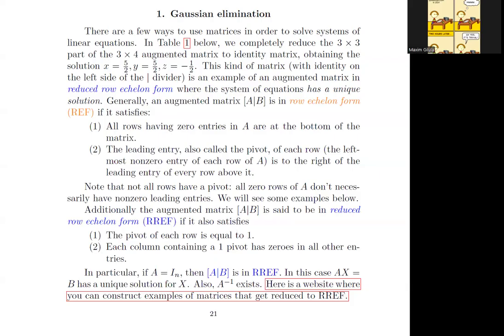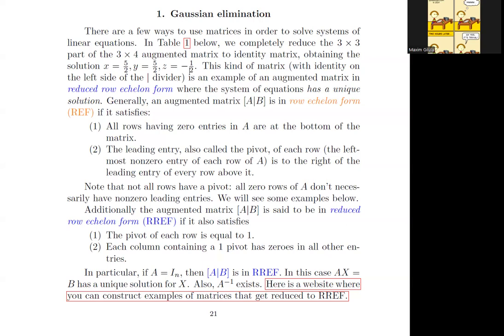So let's define what that means. In this case, our equation will have a unique solution in reduced row echelon form, which isn't always the case. So generally, an augmented matrix is in row echelon form if it satisfies: all rows having zero entries in A are at the bottom of the matrix. The leading entry, also called the pivot of each row, which is the leftmost non-zero entry of each row of A, is to the right of the leading entry of every row above it. We will see in the example below. Not all rows have a pivot. For example, zero rows of A don't have non-zero leading entries.